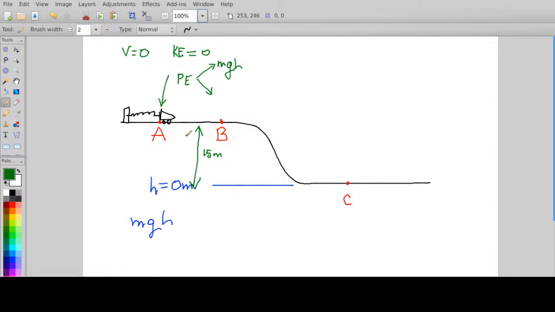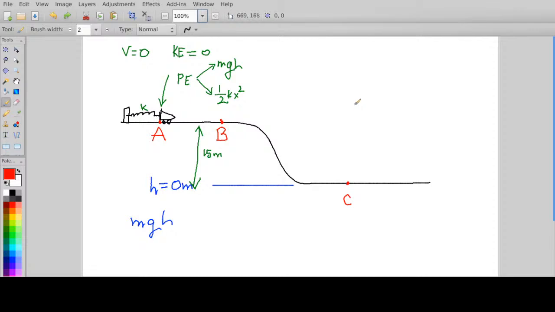But there's yet another potential energy, and that's the potential energy because you've got a spring here. That potential energy due to the spring is 1/2 kx squared, like that. Because the spring is compressed, there's a potential energy due to that. So there's no kinetic energy, but there is a potential energy due to gravity, and there is a potential energy due to the spring.